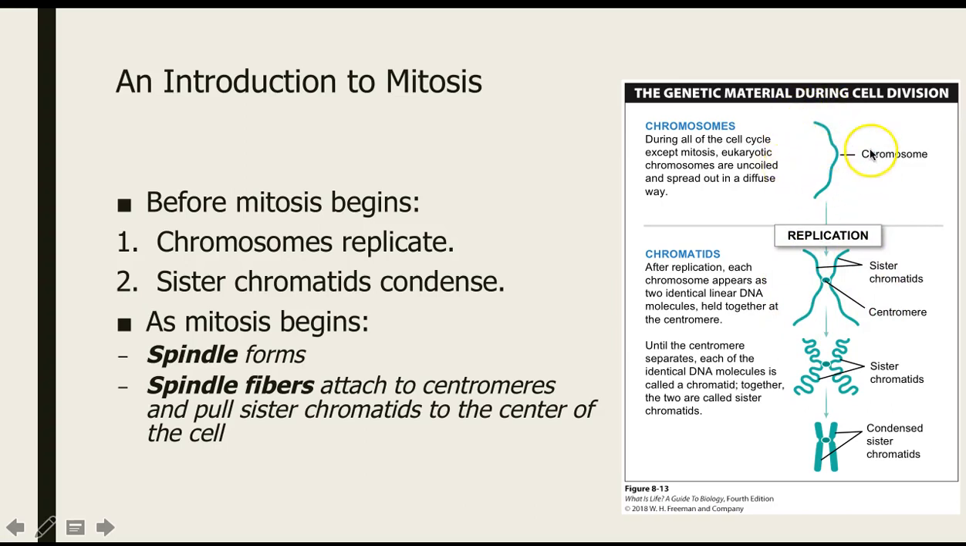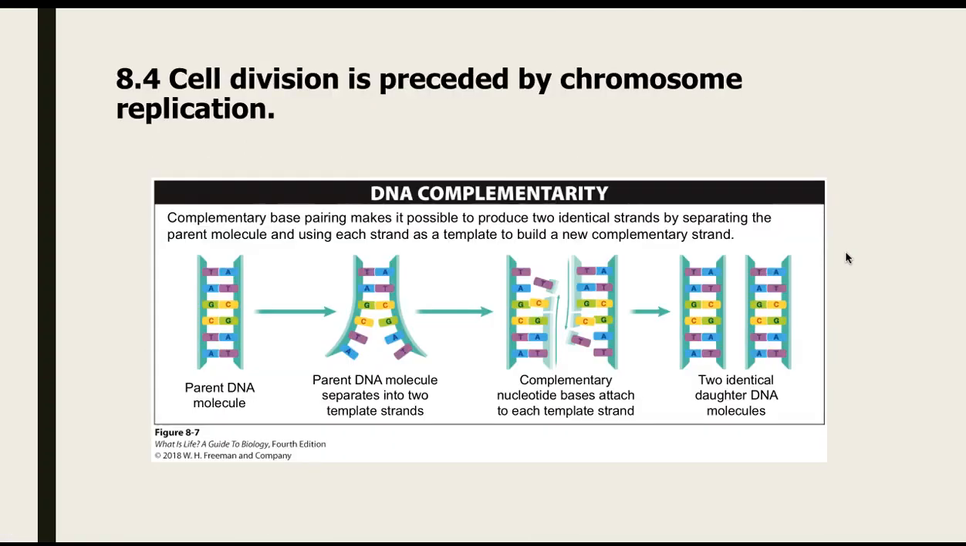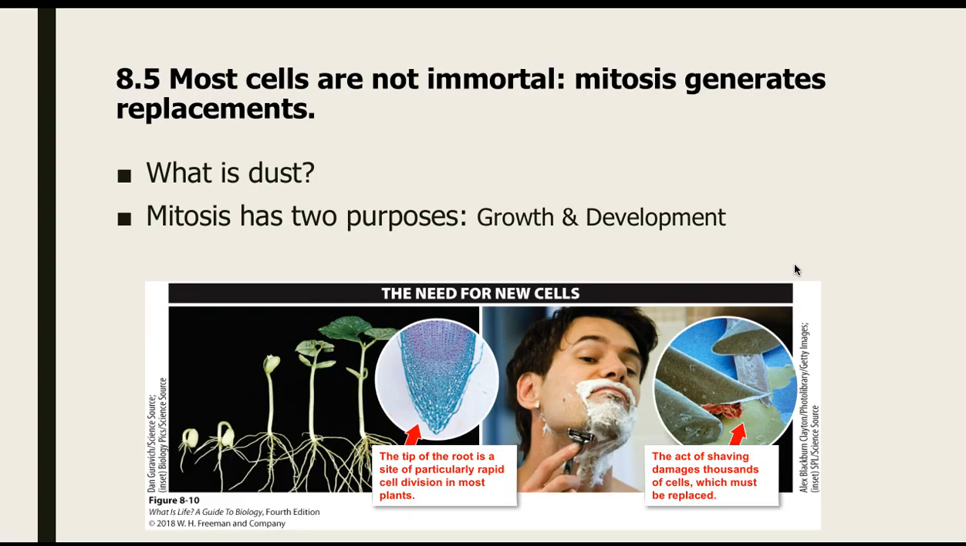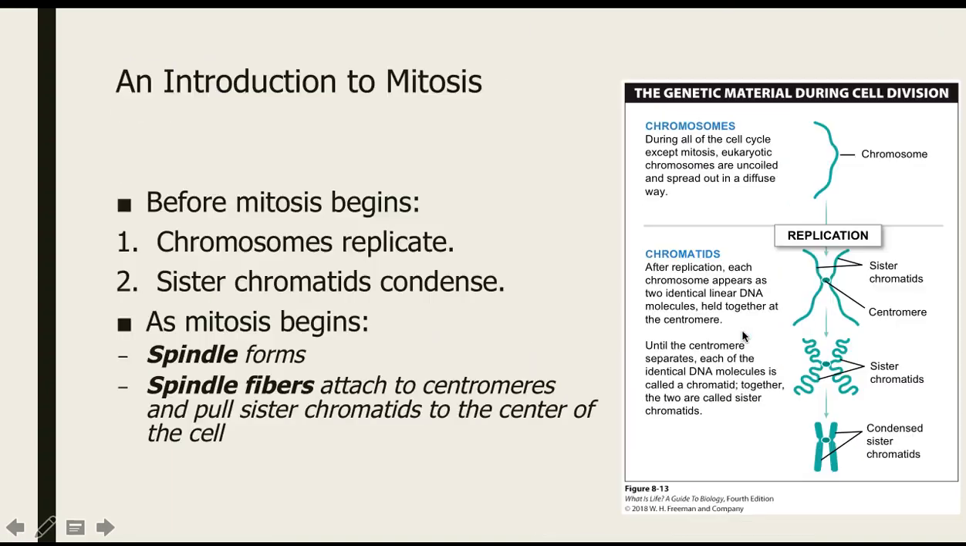So this is one chromosome, but this is also one chromosome, and it's confusing because, again, if I go back up to here, it looks like there's two separate chromosomes, but they're not really separate because they're attached to each other at the centromere. So one chromosome.